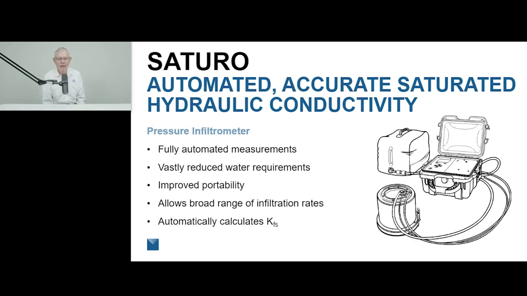Here's the whole setup. The chamber's in front. It connects electronically and hydraulically to the control unit on the right, which has the electronic stepper motor, water pump, and air compressor. The water reservoir is behind the control unit. We don't need a flatbed trailer for the Saturo water supply.